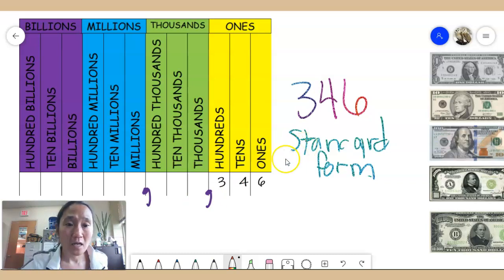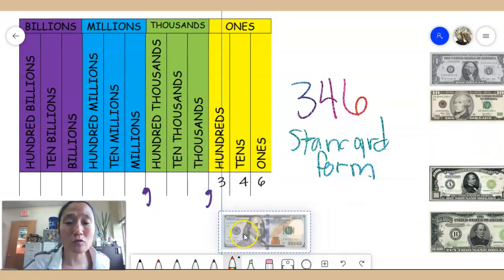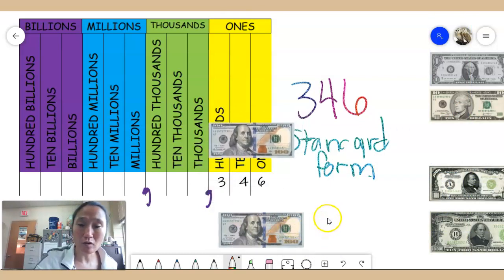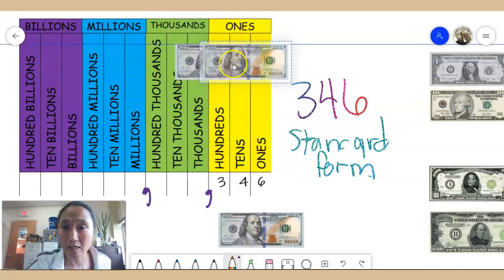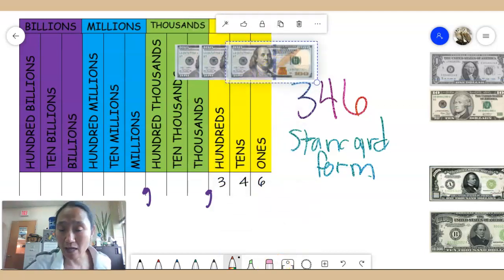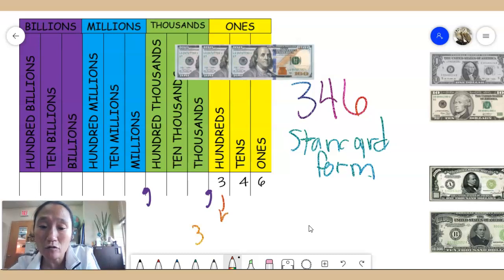Because they're in a place, for example, this 3 right here tells me I have 3 groups of 100. So here's my $100 bill. I need 3 of them. There's 1, 2, 3. I have 3 groups of 100 right here. I'm going to stick them up here. I have 3 groups of 100, and the value then is 300.